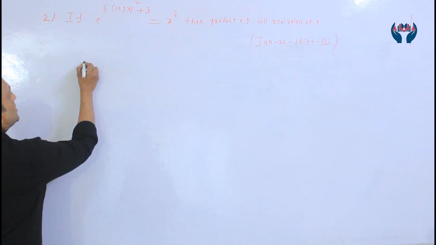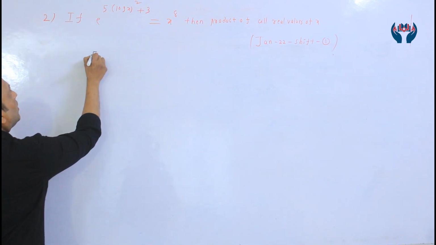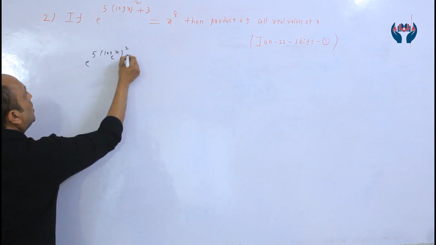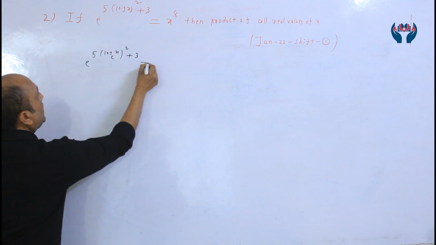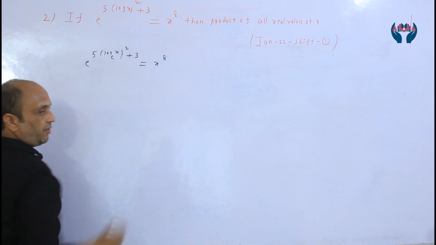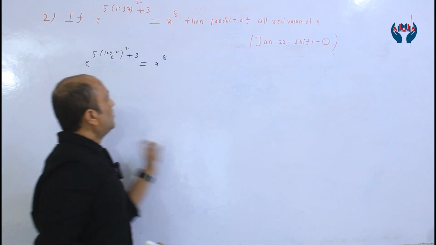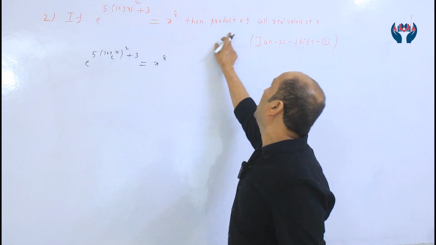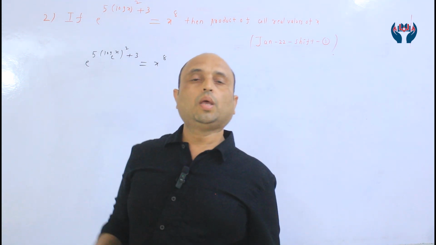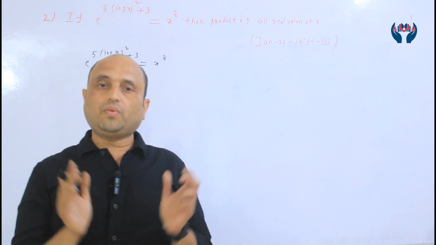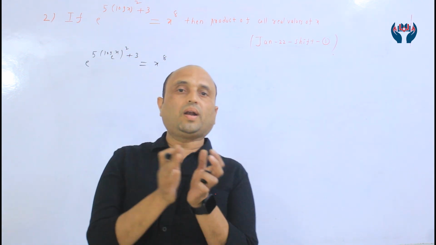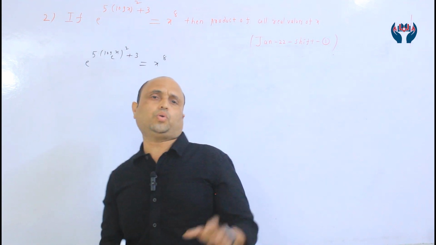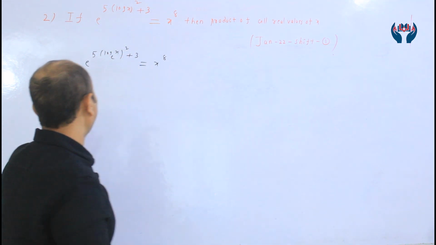Suppose again, this is the given equation where e to the power of 5 (log x base e)² + 3 is equal to x to the power of a. Now from this equation, we don't need all the values of x. Here we want the product of all real values of x from the logarithmic equation. So this is a general question from logarithmic properties.